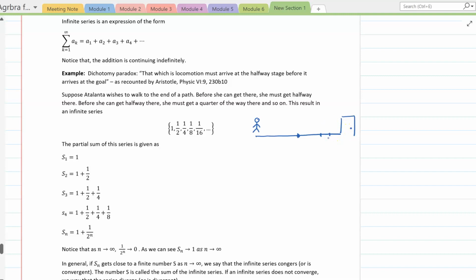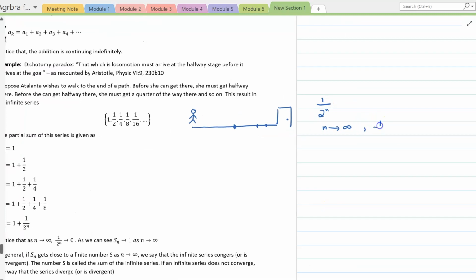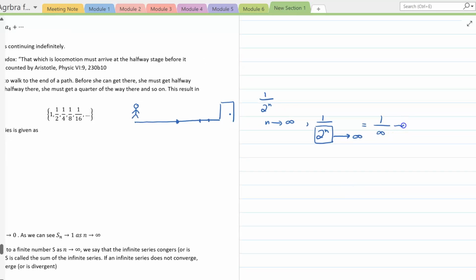And as you know, this is the sequence of 1 over 2 to the n, where n is getting larger and approaches infinity. This means 2 to the n also approaches infinity, and 1 divided by a very large number approaches 0 but never actually is 0. So according to this paradox, you never actually walk through that door. You can get closer and closer to that door, so this paradox tells you that you can't even get to the door.